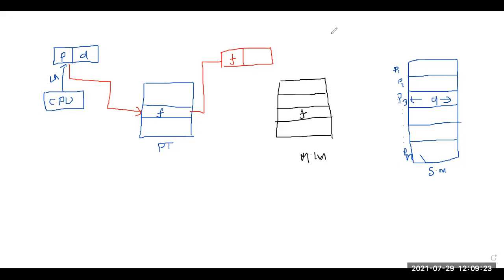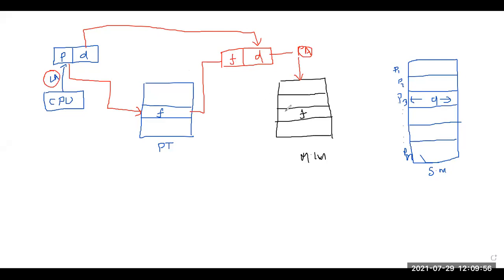Now I will combine this frame with this offset address. The offset address will be the same; it is not going to change. This D will be copied. When this frame number and this offset address are combined, they generate a physical address which refers to the main memory. So this is the basic logic of how we convert a logical address to a physical address.